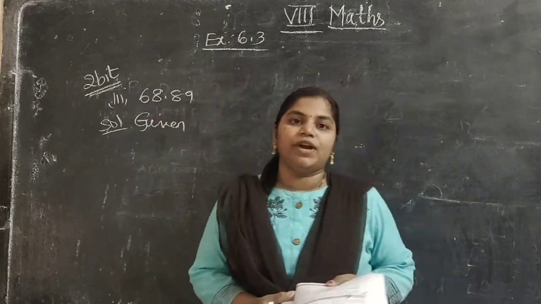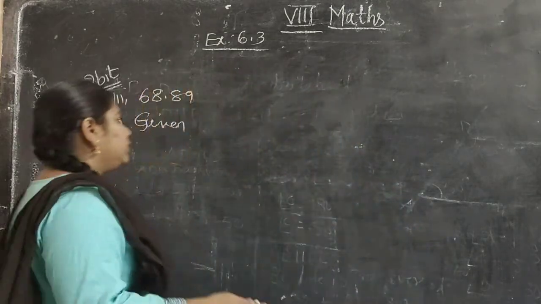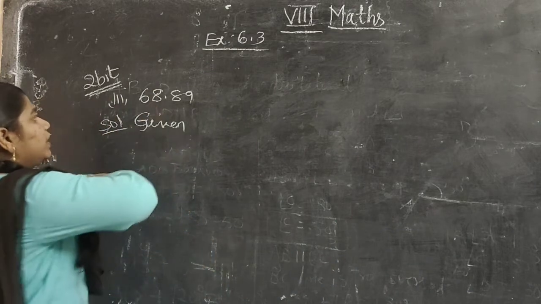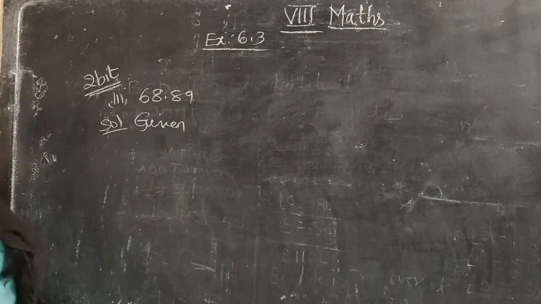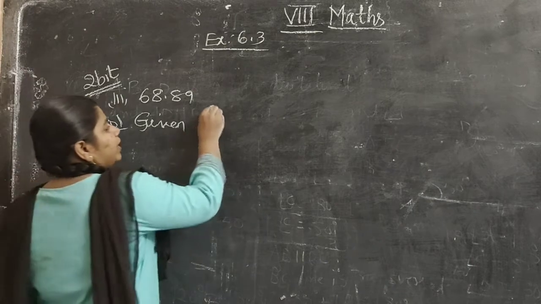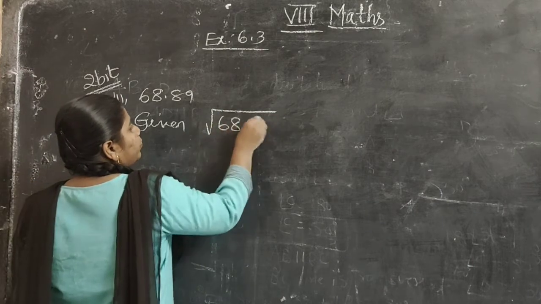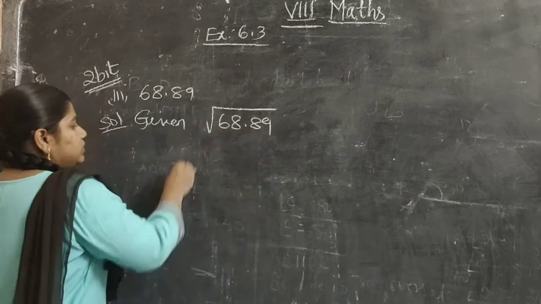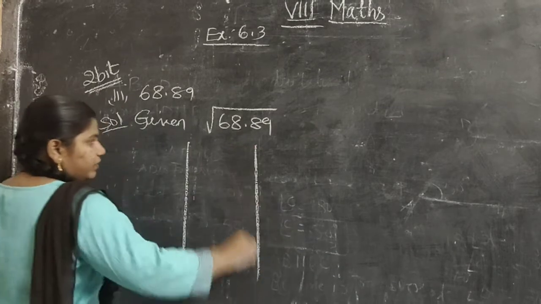So for this we have to find the square root. By using the division method we will find the square root. What is given is 68.89. So what we have to do is find the square root of 68.89. By using which method are we doing it? We are doing the division method.